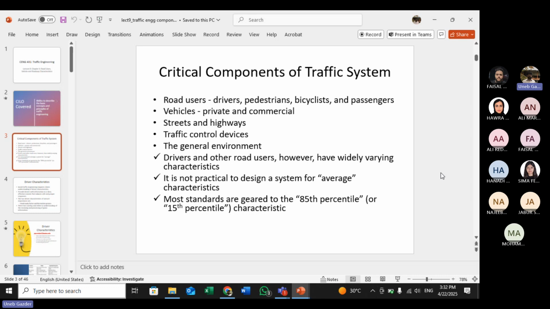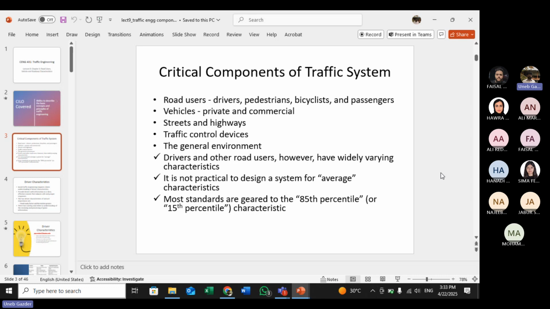The last one is the environment. Environment includes anything which affects traffic, but it is not part of the first 4 components. For example, a street light affects traffic, but it's not part of the first 4 components. A pedestrian bridge may affect traffic. It's not part of the first 4 components. The weather conditions, okay, they are again part of environment, because they cannot be included in the other 4, and they have an effect on traffic.